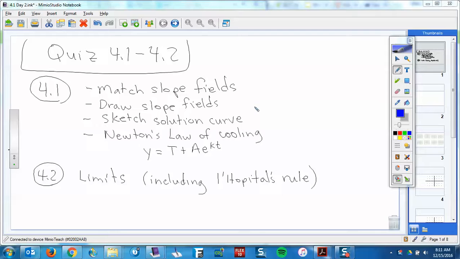Our quiz next week, and I'll have this up again later. You don't need to copy this down right now. But we want to be able to match slope fields, which we had to do in today's homework. Draw slope fields, which we did a little bit yesterday. You're going to do more of that today. Sketch a solution curve, which is really easy. All that means is you have a slope field and you're given an initial condition. You put your dot in there and you just go with the flow. You just follow the slope segments. So that, and then Newton's law of cooling.